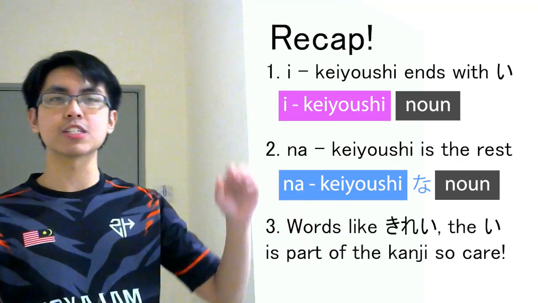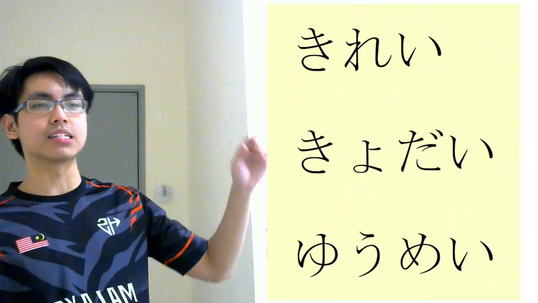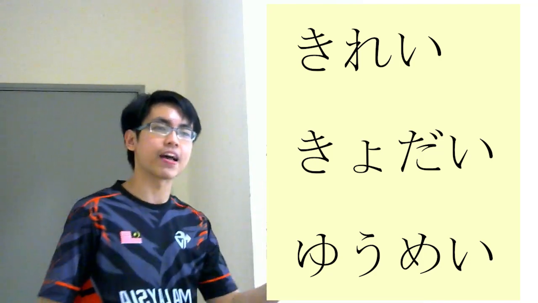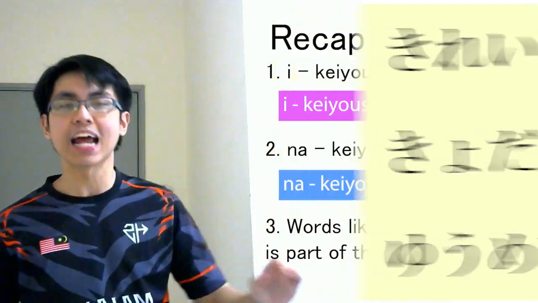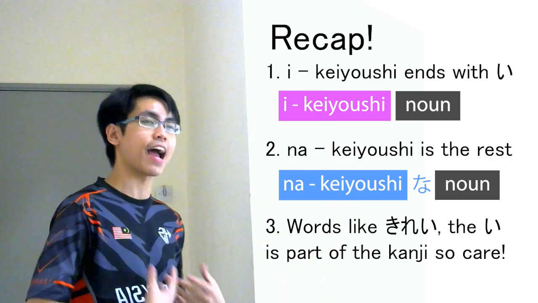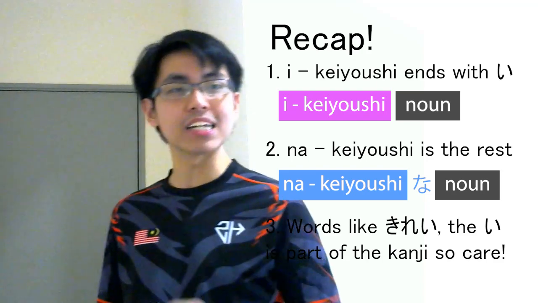Also, be careful not to mistake these words because, well, at first glance, yeah, you might see the i, but that's just an illusion, alright? The i is part of the kanji, so for this one, I literally have no other tip than to memorize the kanji.